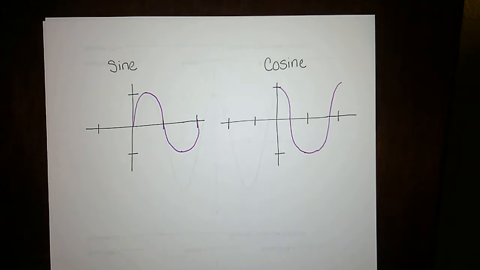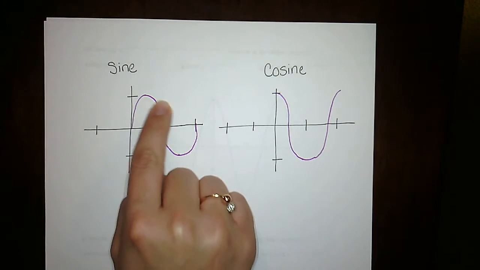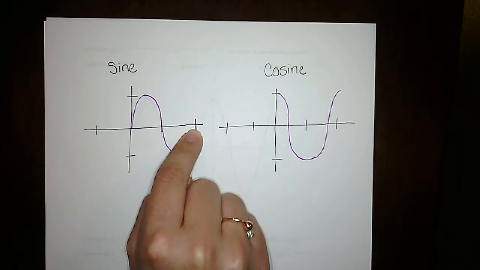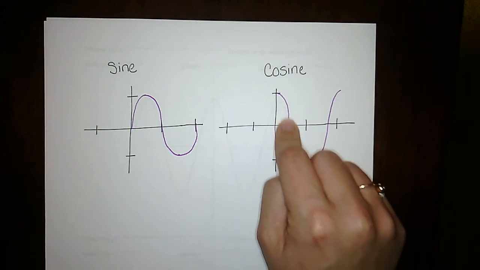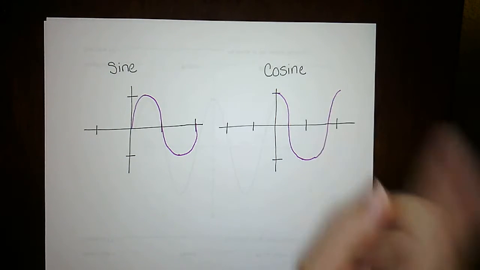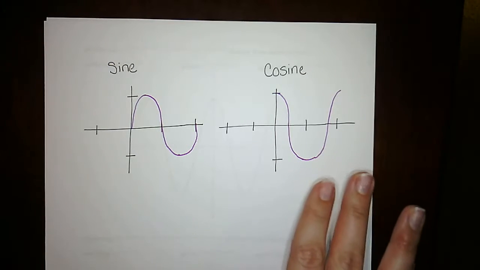So before I get any further, sine function always starts at your origin, and it goes up and then down. Cosine always starts up above, and it goes down and then up. These are what the normal parent functions look like.